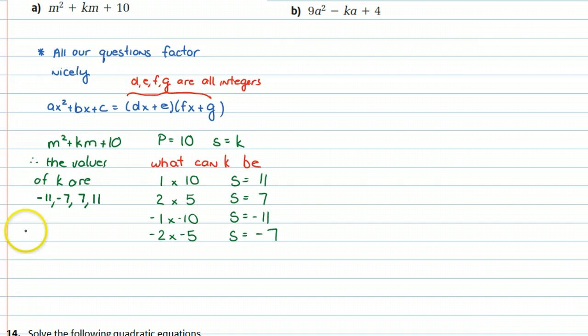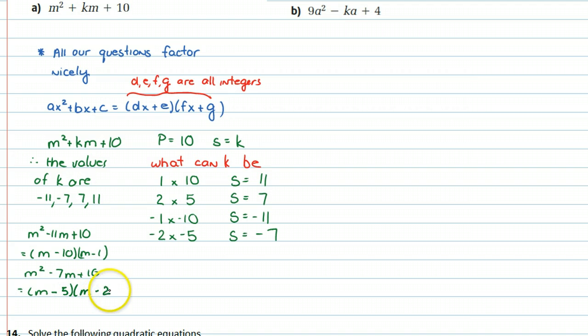So let me show you what I mean by that. If I had m squared minus 11m plus 10, that's going to factor to (m minus 10)(m minus 1). If I had m squared minus 7m plus 10, that's going to factor to (m minus 5)(m minus 2).